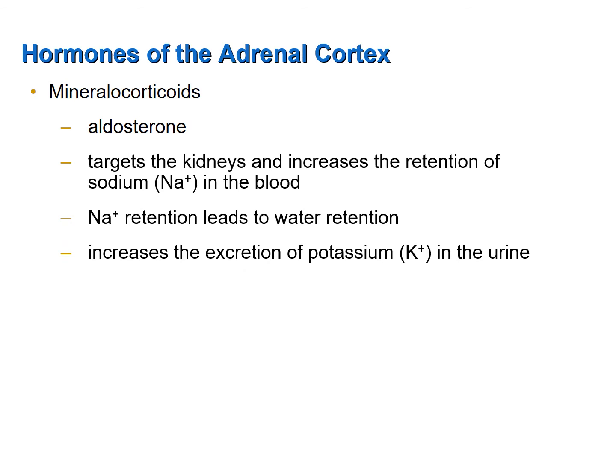Now, where sodium goes, water follows. So as sodium is retained in the blood, water is retained in the blood as well. Therefore, aldosterone has an anti-diuretic effect. It decreases the amount of water that moves from the blood into the urine. Aldosterone also increases the excretion of potassium in the urine. So while aldosterone increases sodium retention in the blood, it actually increases the movement of potassium ions from the blood into the urine.